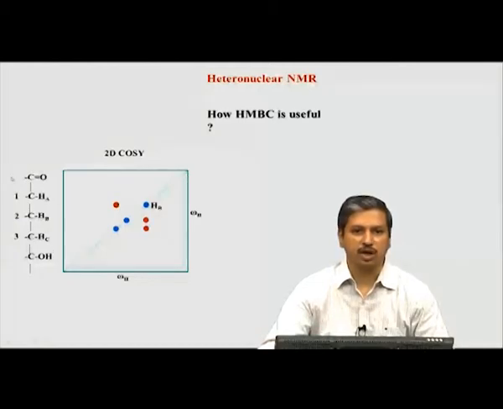So, let us say that I have a molecule which has a structure like this, and I record a 2D COSY spectrum. If you recollect, a 2D COSY spectrum has protons in both the dimensions. So, that is what is shown here. Now, if you look at the diagonal, again if you recollect, this diagonal is always similar to a 1D spectrum.